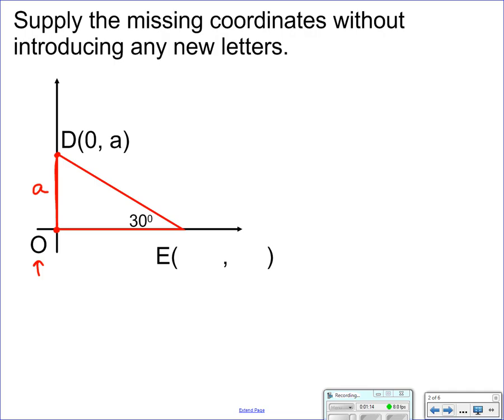So that means this is a 30, 60, 90 triangle because I know I have a right angle there because it's on the axes. So the side opposite the 30 degree is A. The side opposite the 60 degree is going to be A root 3. So from the origin over along the x-axis is A root 3. I don't go any up on the y-axis.